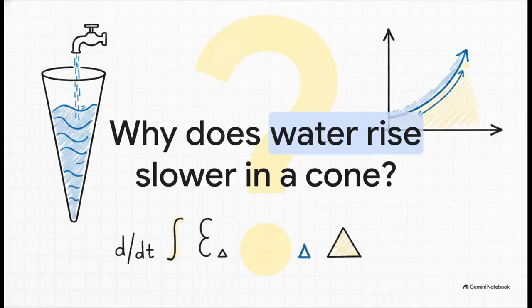So, imagine you're pouring water into a cone-shaped glass at a perfectly steady, constant rate. You'd probably expect the water level to rise steadily too, right? Well, it doesn't. It actually rises slower and slower the fuller the glass gets. Have you ever wondered why that happens? Or better yet, how we can calculate exactly how fast that water is rising at any given split second? To solve this little riddle, we first need to build a couple of really basic mathematical tools.